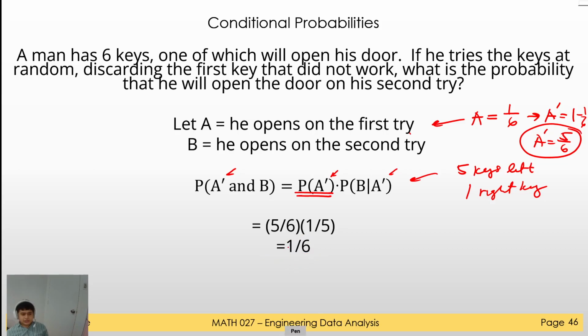So isn't that interesting that when you open the door on the second try, it will still be the same probability as when you first tried it? On the first try, you will open it 1/6 of the time, but for the second try, it will still be 1 over 6, given that you did not open the door on the first try. Isn't that interesting? So it is the same thing, right?